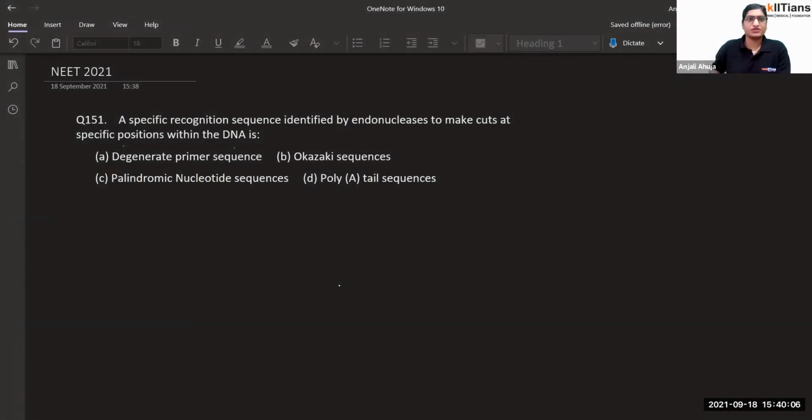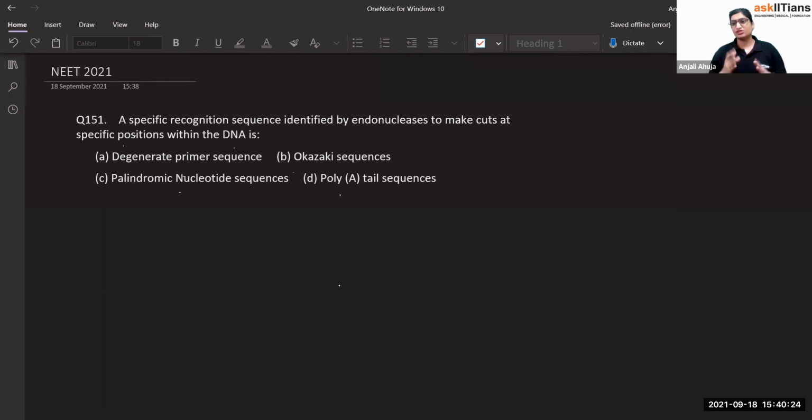This is the question which is there in NEET 2021, latest question. A specific recognition sequence identified by endonuclease to make cuts at specific position within the DNA is. The options are degenerate primer sequence, Okazaki sequences, palindromic, poly-A tail.